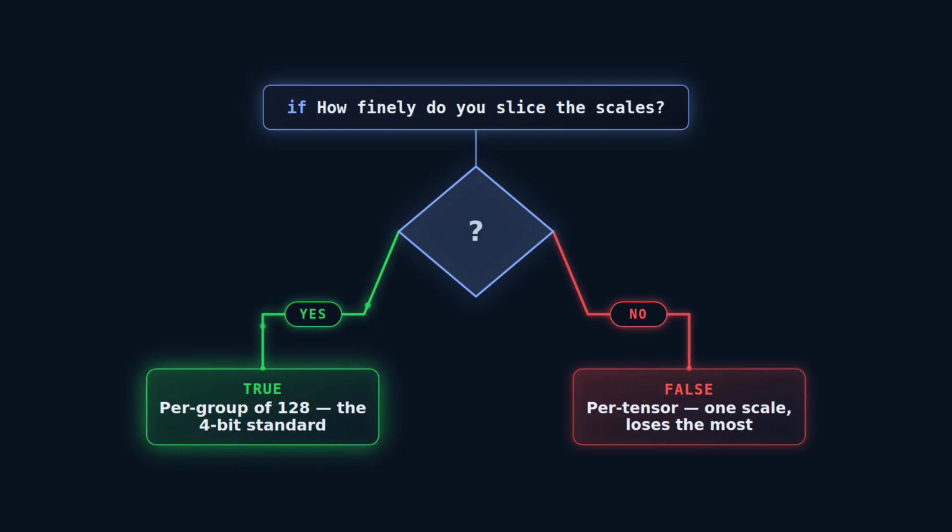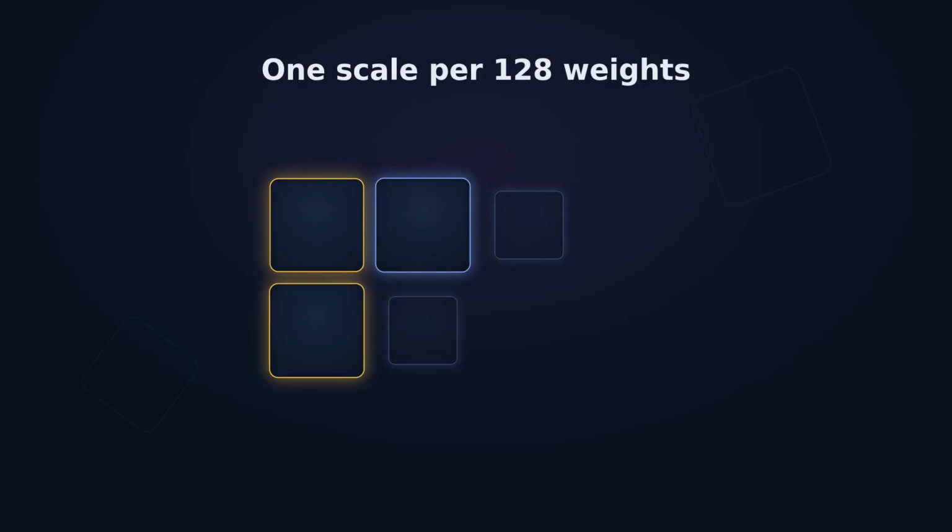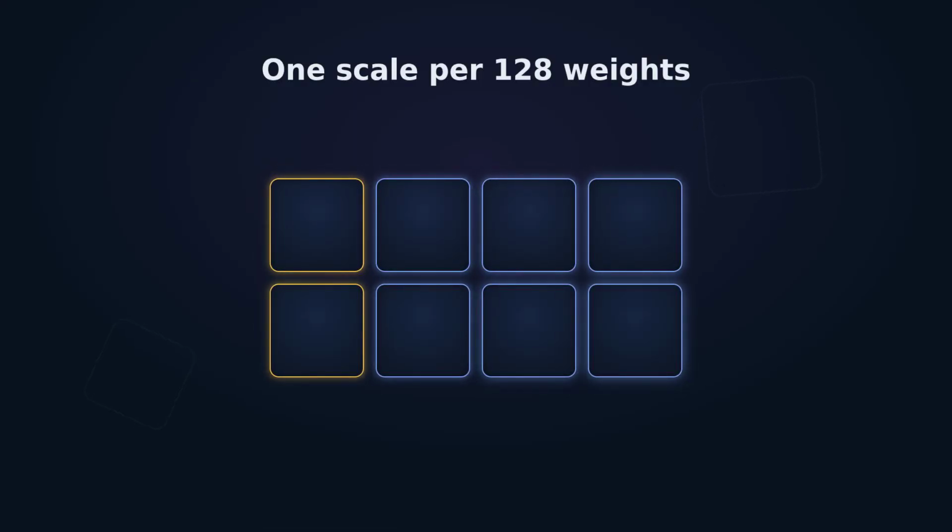The crudest choice is one scale for an entire weight matrix. It is cheap, but a single scale has to cover every value in millions of weights, so it wastes precision. The fix is to slice the matrix into small blocks and give each block its own scale. That costs a few percent in overhead and buys a large jump in accuracy. Block level scaling is the standard for every serious 4-bit method, but even careful slicing runs into one nasty problem.